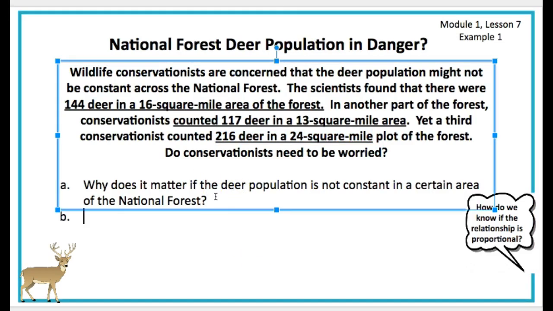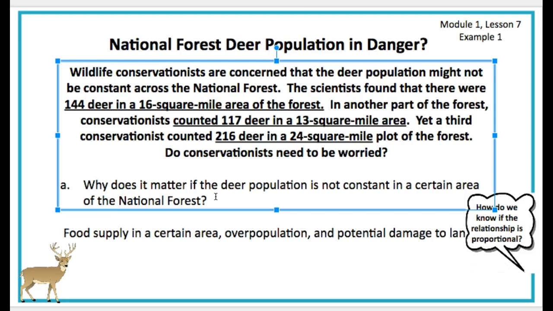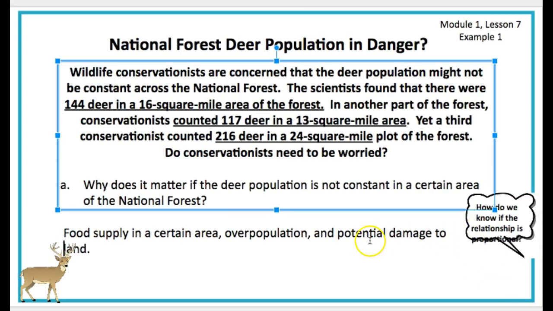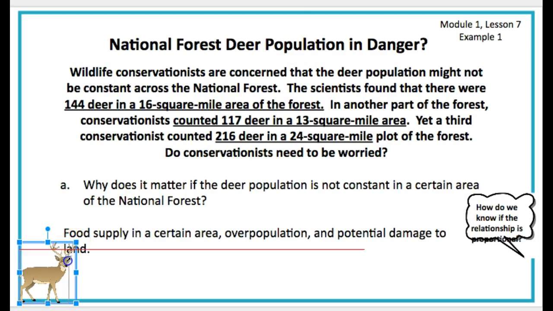So first, let's talk a little bit about Part A. Why do you think it matters if the deer population is not constant in a certain area of the national forest? Go ahead and pause the video right now and brainstorm some ideas for this. Okay, so some reasons why I think it would matter would be food supply in a certain area, overpopulation, and potential damage to land. Okay, my images are a little too big here, so let's go ahead and make those smaller.